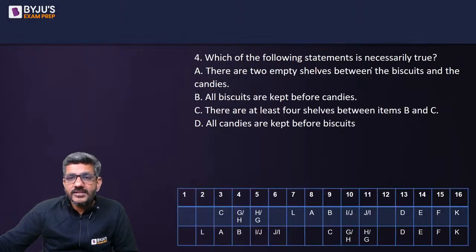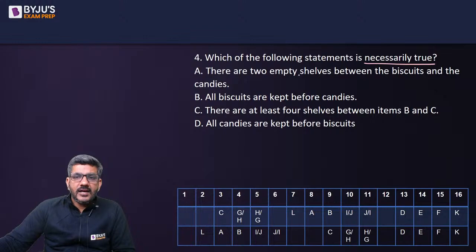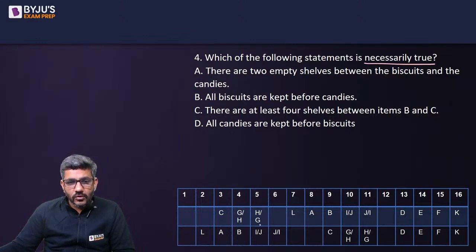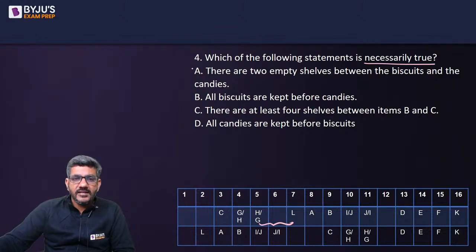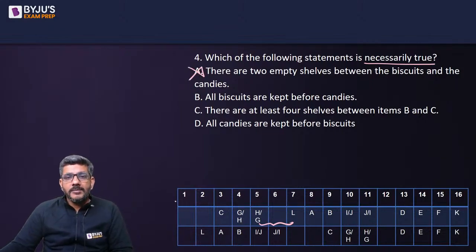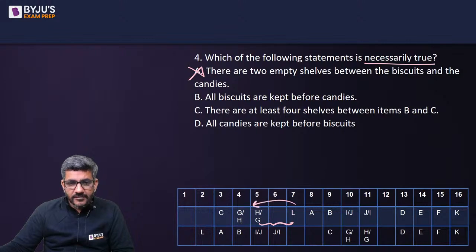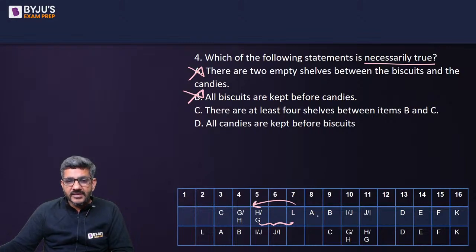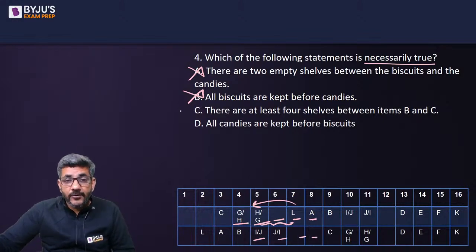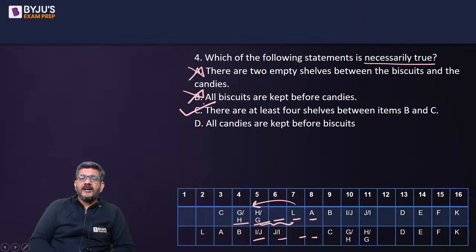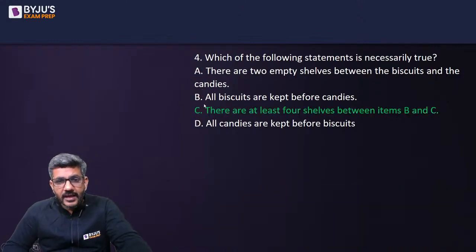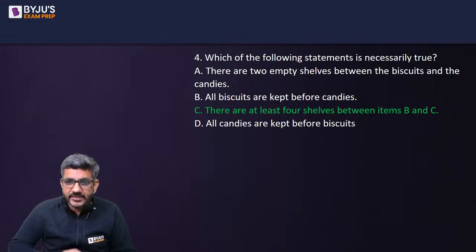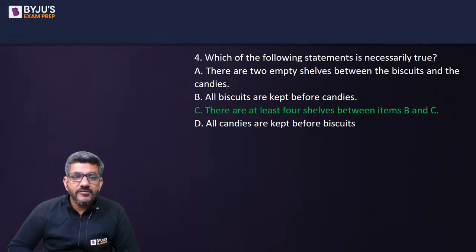Fourth, which of the following statements is necessarily true? There are two empty shelves between biscuits and candies. No, not necessarily true. All biscuits are kept before candies. No, in the first case, candies are kept before biscuits. There are at least 4 shelves between B and C. So here I have 1, 2, 3, 4, 5 shelves between B and C. So at least 4 is definitely true. So C option is the correct answer for question number 4. These are the 4 answers to this first set.